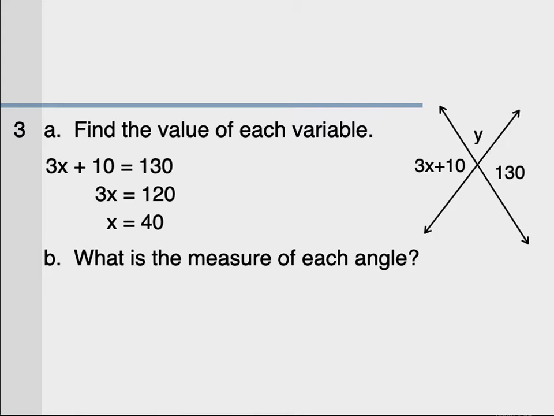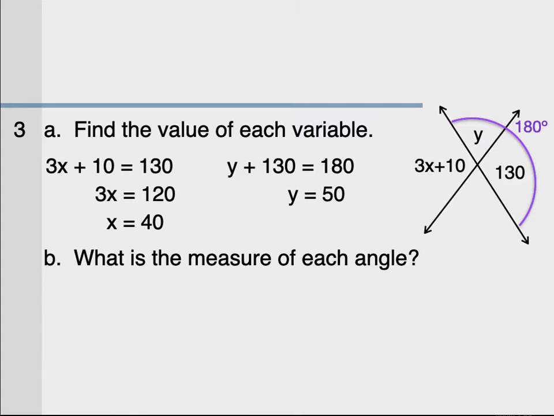Now y is a little bit harder because there's no vertical angle opposite of y. However, looking at the picture, I want you to notice that y and the 130-degree angle it's next to make a straight line. How many degrees are there in a straight line? 180 degrees. So you could say that y and 130 combined equals 180. In other words, y plus 130 equals 180. So y would equal 50.